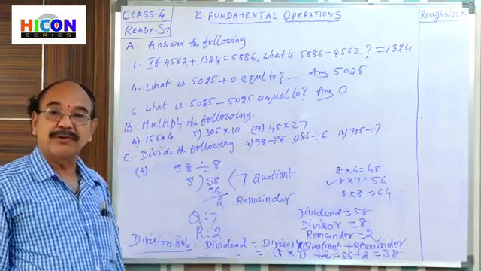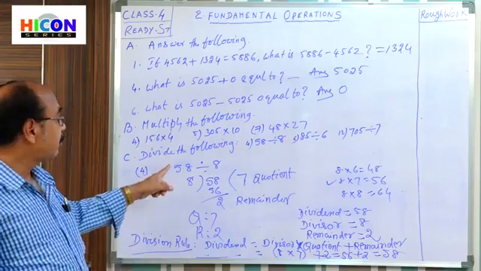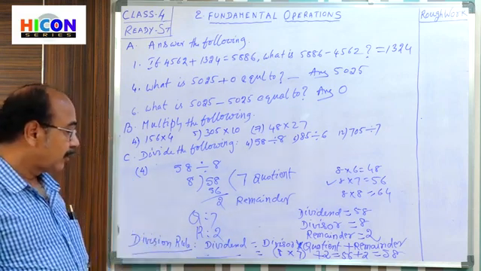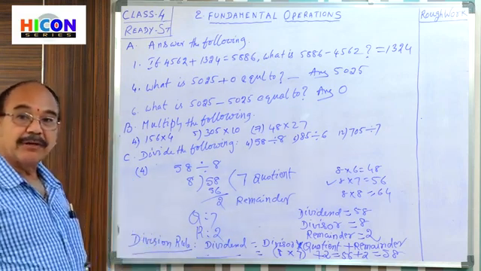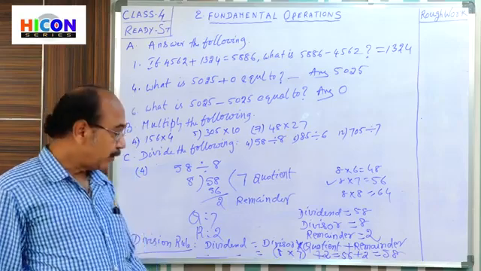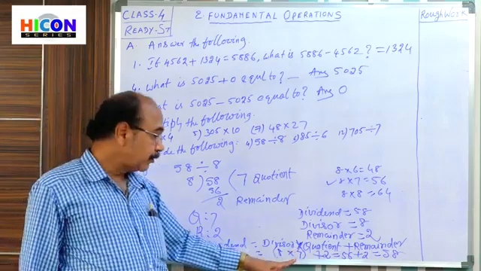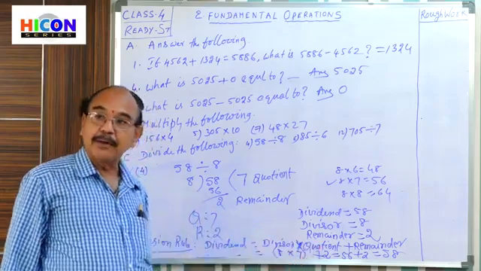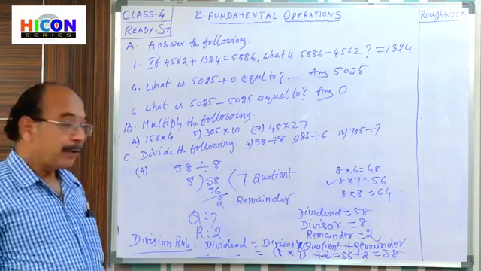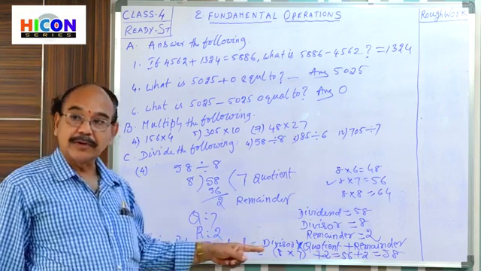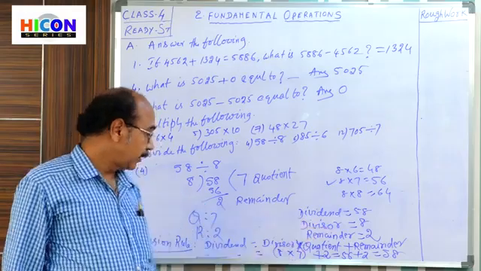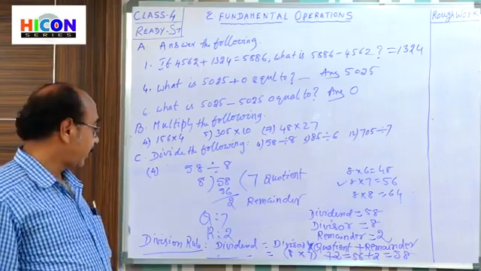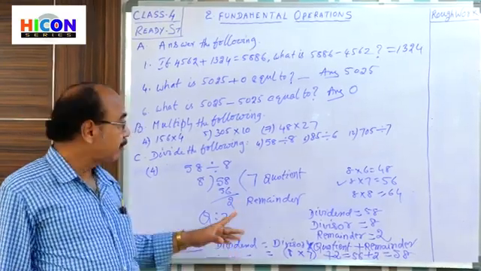This is the process of division. Dividend is equal to divisor into quotient plus remainder. So to check your division, what you have to do? Multiply the divisor and quotient and add the remainder. Then after completion, you will get the dividend. This is the division fact. So using this you can check your division.